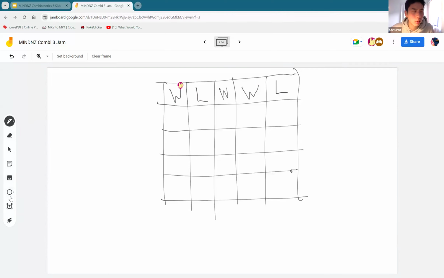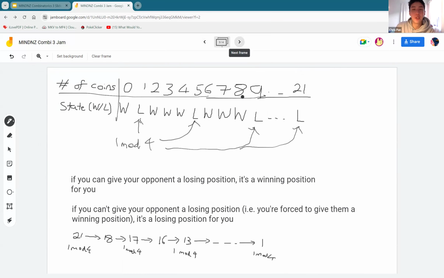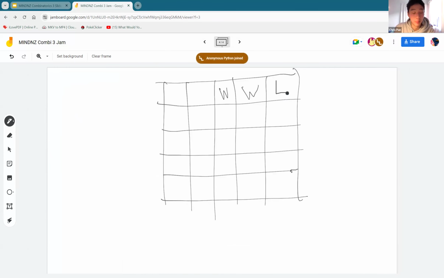Whoa, Jerry, no spoiling, bro. So maybe you can try to follow this and complete the entire square, and then you'll see if the initial square is a win or a loss. Remember that if you can move it into a losing position, it's a win. But if you can't move it into a losing position, then it's a loss.